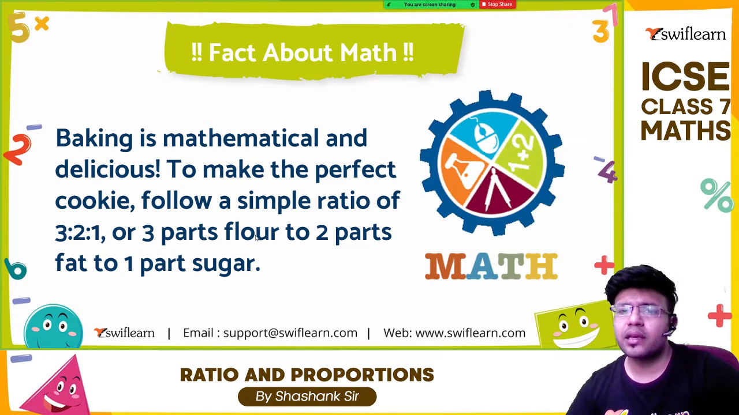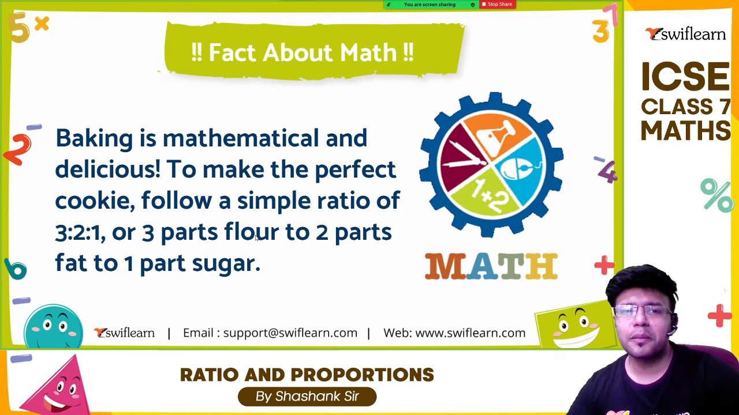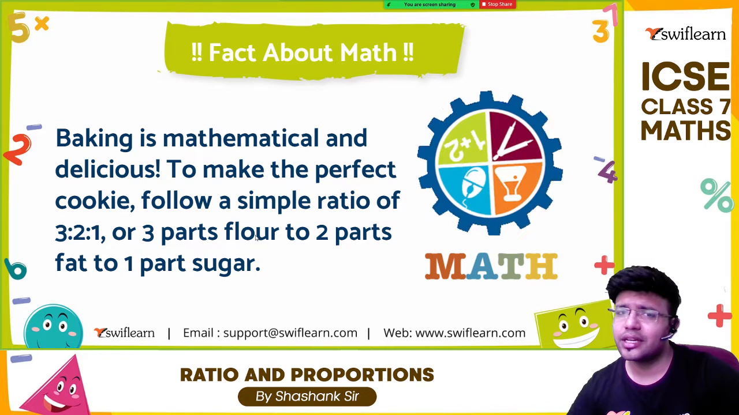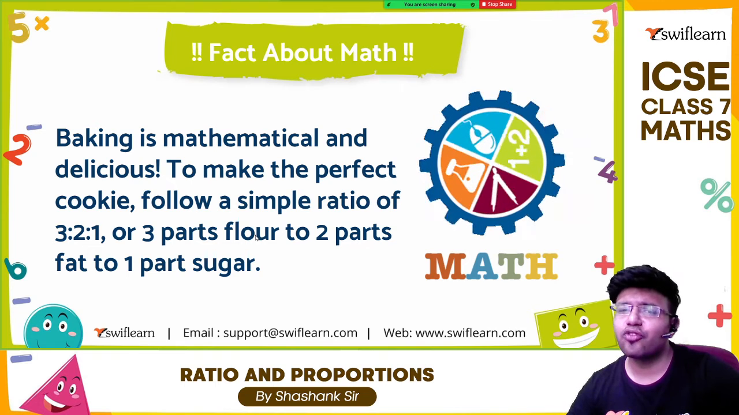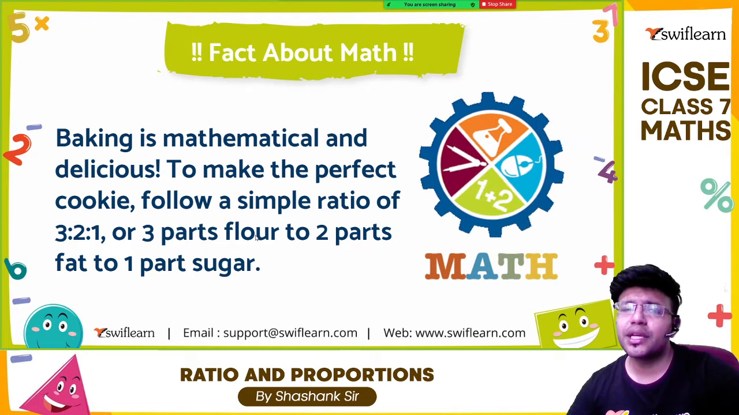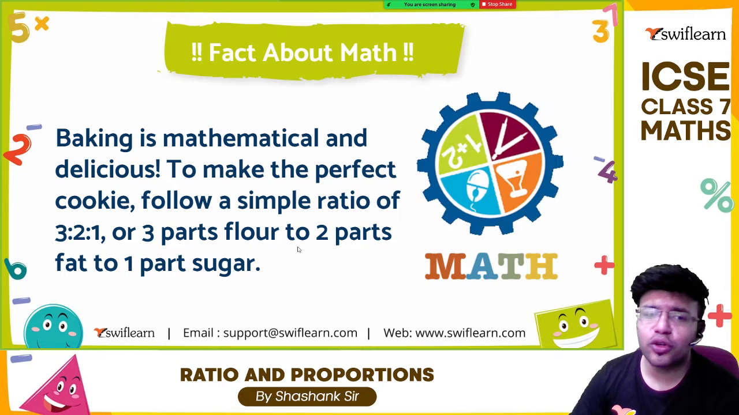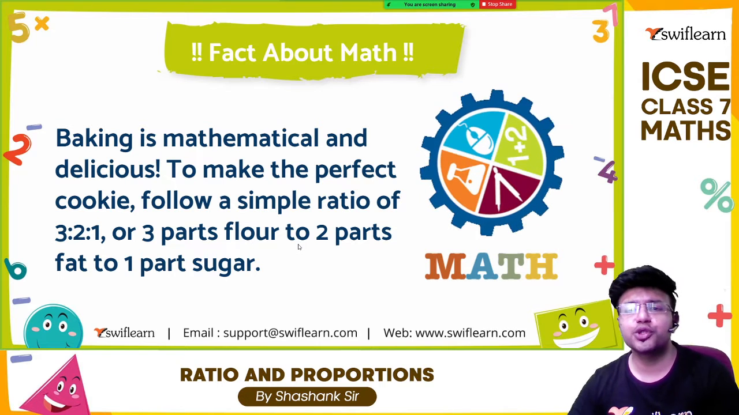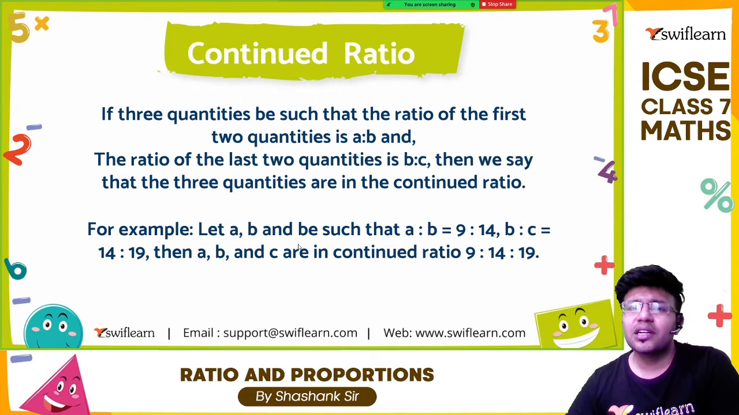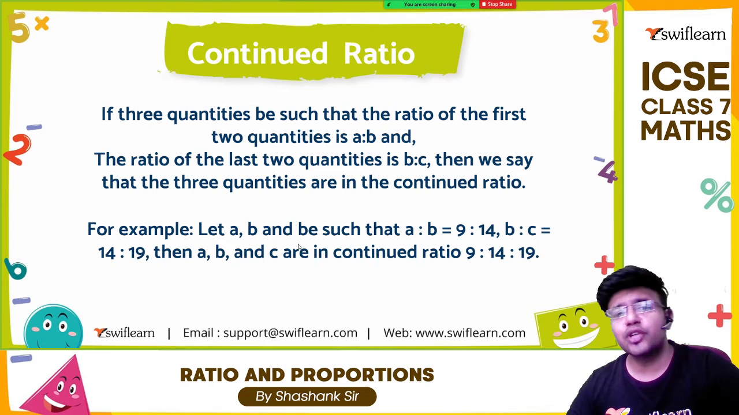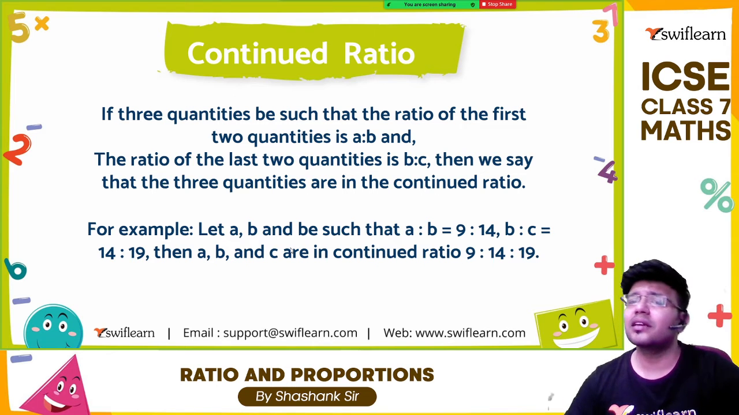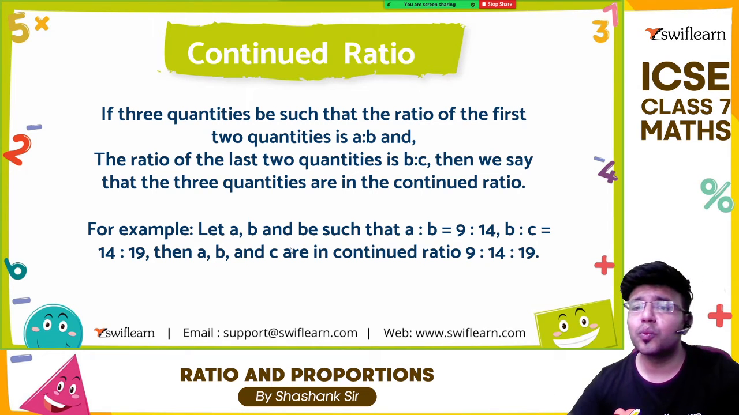Baking is mathematical as well as delicious. To make the perfect cookie, follow the simple ratio 3 is to 2 is to 1: 3 parts of flour, 2 parts of fat, and 1 part of sugar. If three quantities are such that the ratio of the first two quantities is A is to B, and the ratio of the last two quantities is B is to C, then we can say that the three quantities are in continuous ratio, which is A is to B is to C.